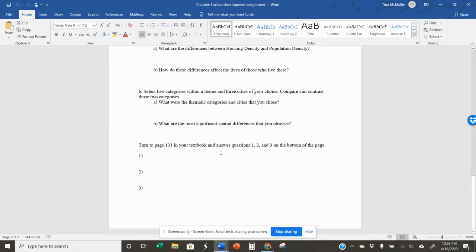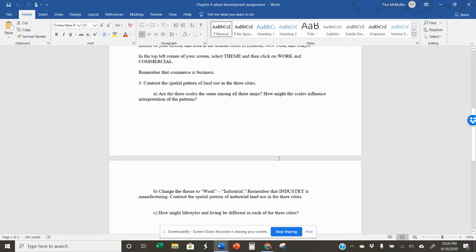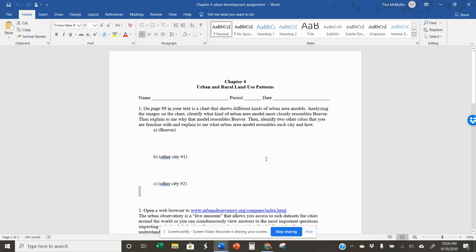The last three questions here are on page 131 in your textbook. Don't worry about these questions. I thought that you would have the textbook information to answer them, and I was wrong. So just worry about questions 1 through 6.